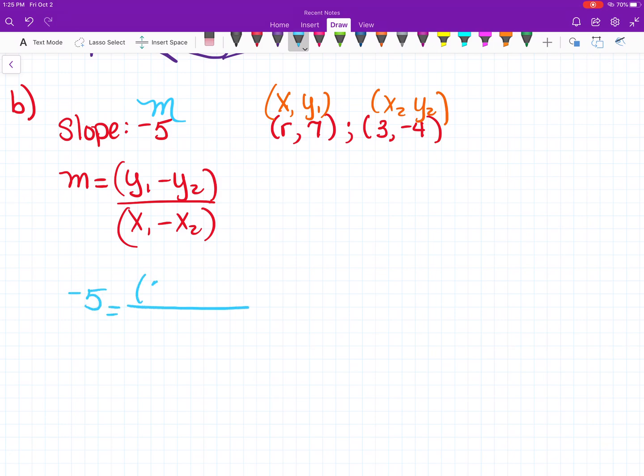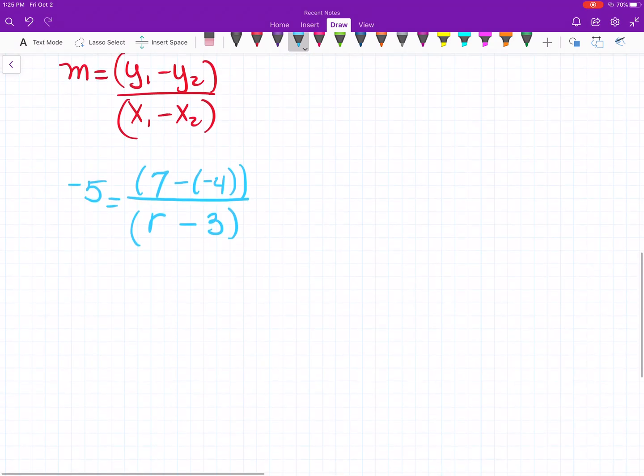y1 is 7. y2 is -4. Again, I'm going to put that in parentheses so I don't lose it, okay? x1 is r, and x2 is 3. I'm going to simplify some things up. So I have -5 equals, ooh, that negative looks weird. It's like below it. Let me put it next to it.